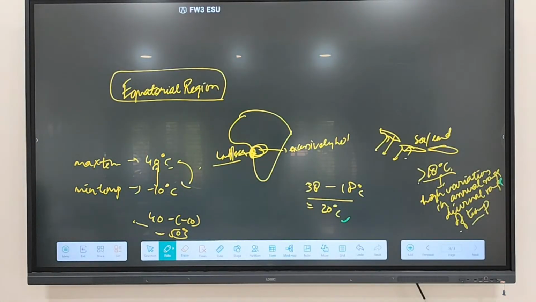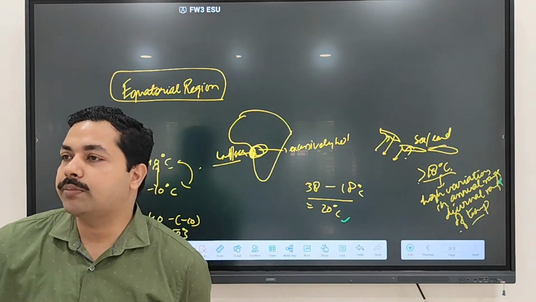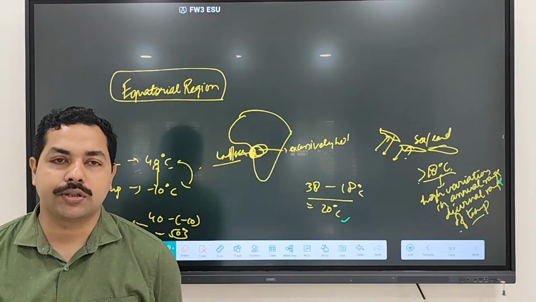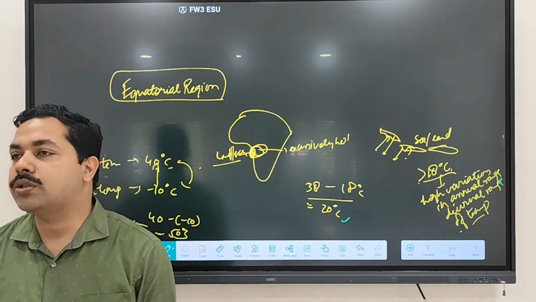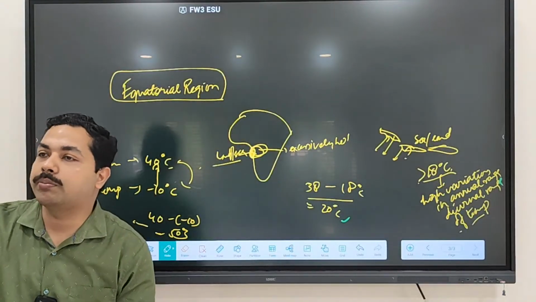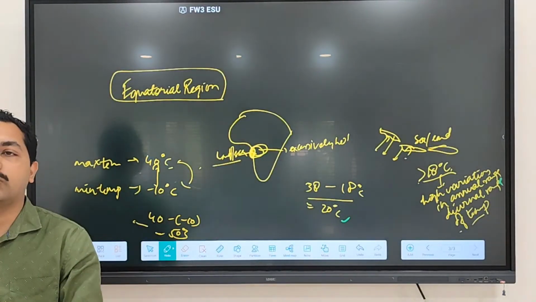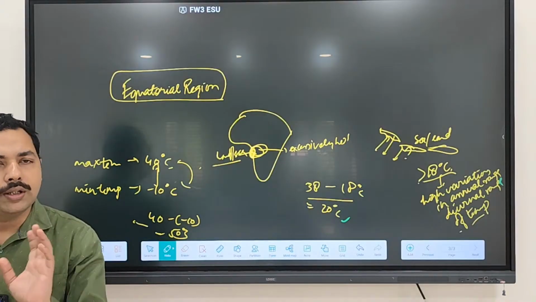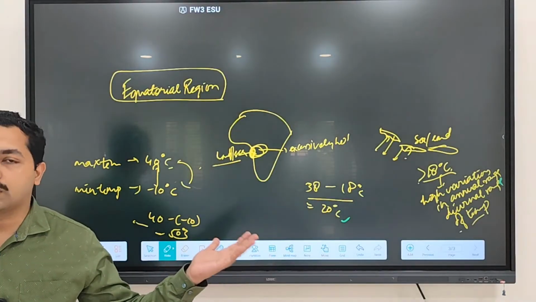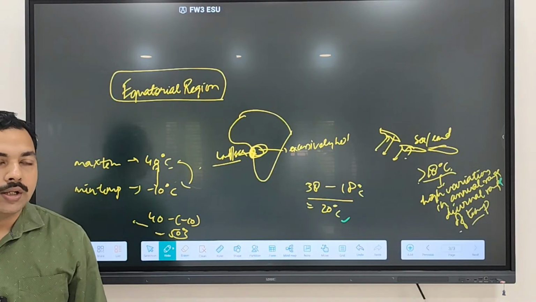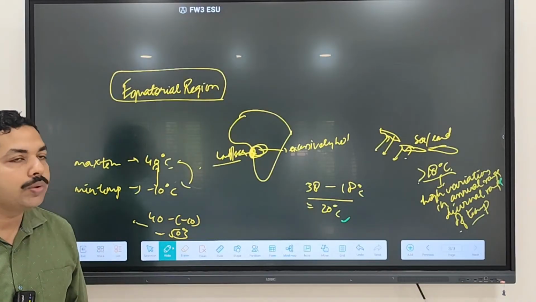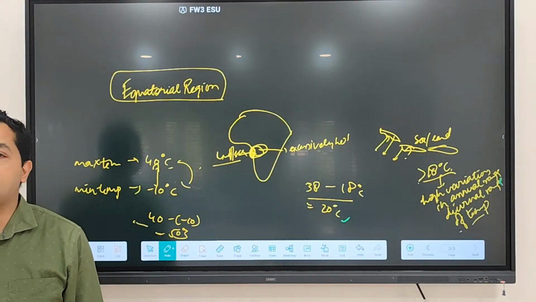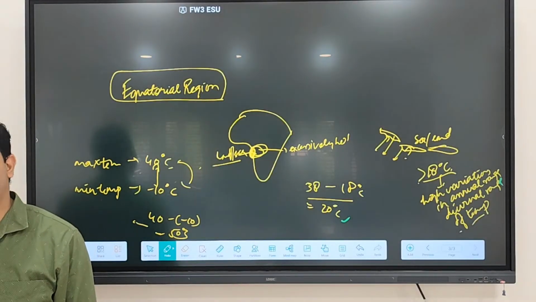Diurnal range of temperature means daily temperature: maximum daily temperature and minimum daily temperature. That difference is very low. Even the annual range, where we talk about the maximum temperature throughout the year and the minimum temperature throughout the year, the difference is very low in the equatorial region. So that's why this region does not experience high variation in annual or diurnal range of temperature. Fine, any doubt regarding this one?